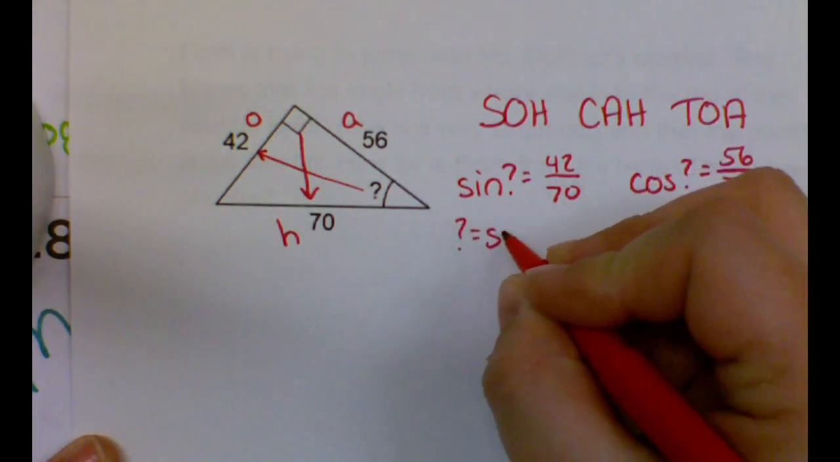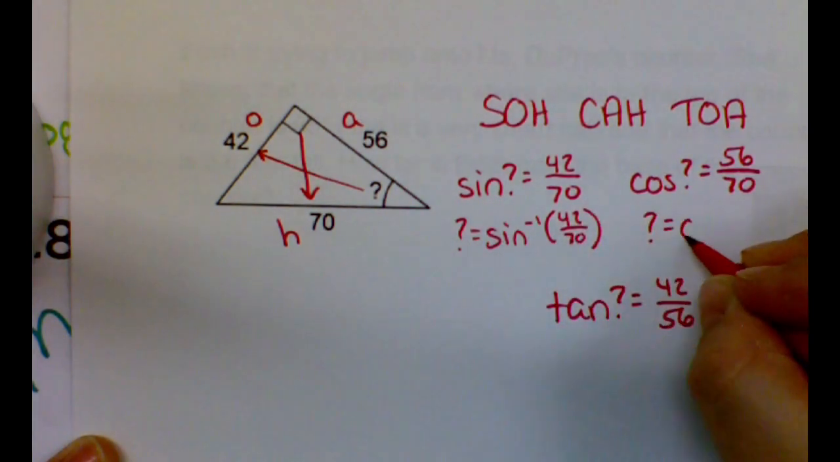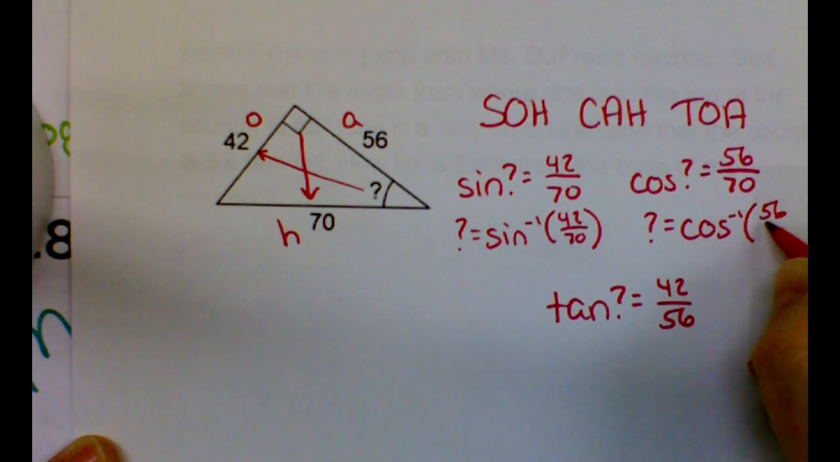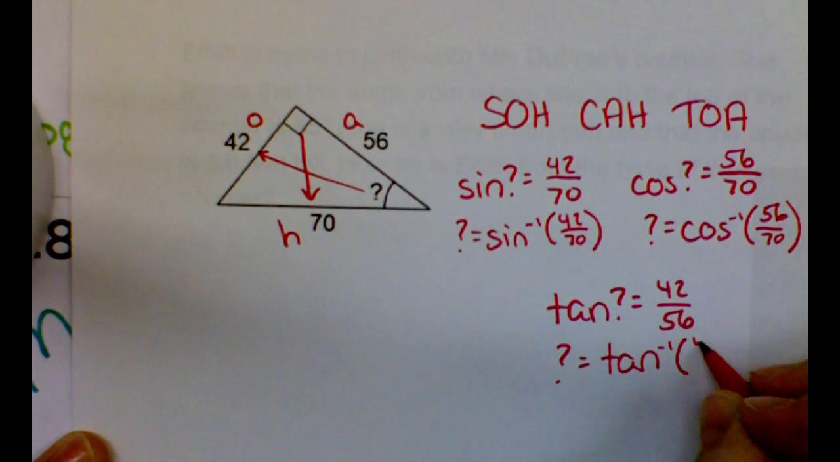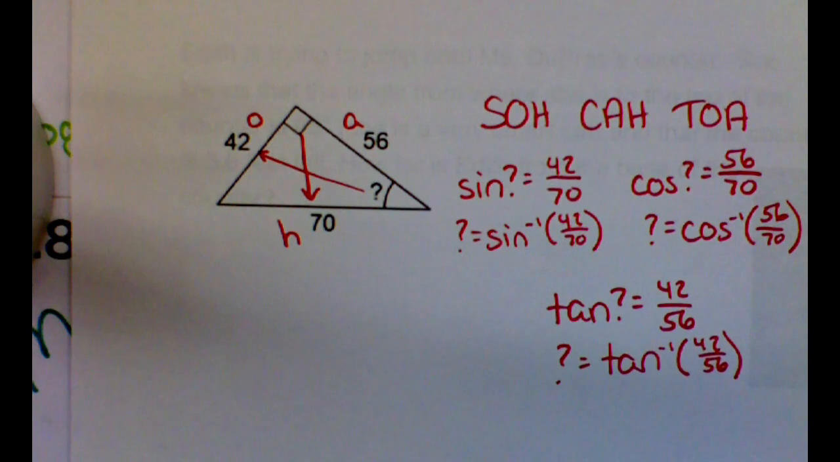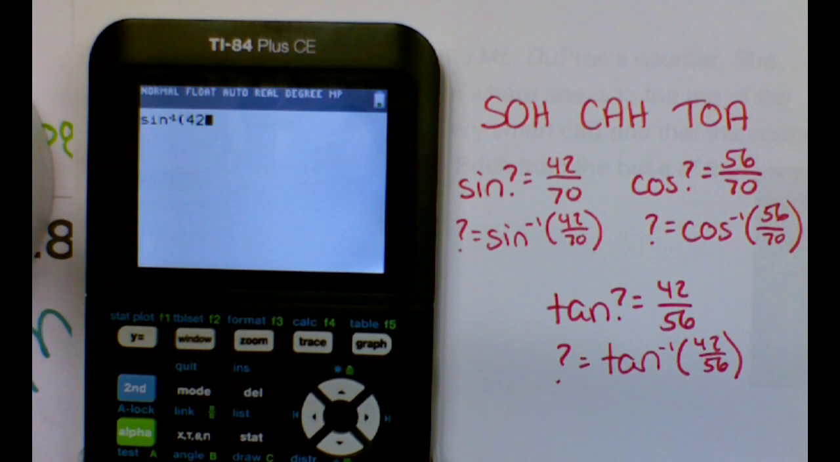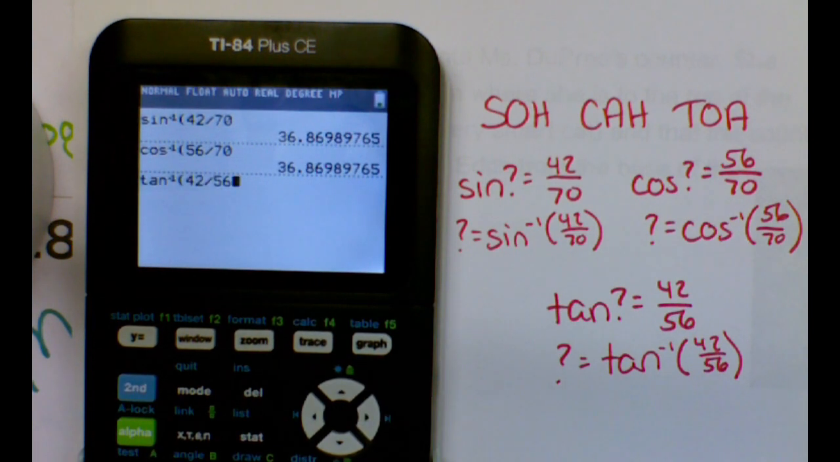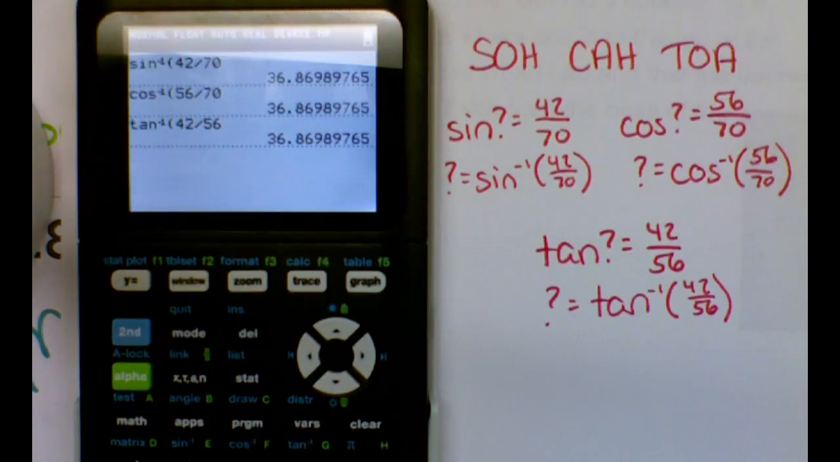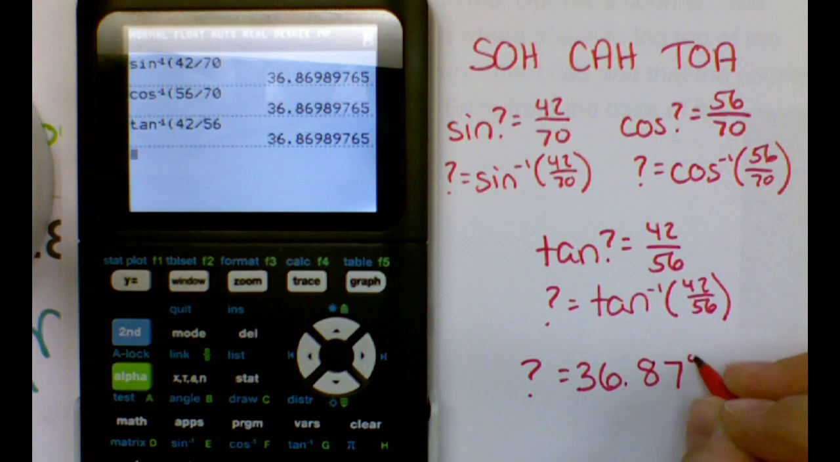So I could do the inverse sine of 42 over 70. I could do the inverse cosine of 56 over 70, or I could do the inverse tangent of 42 over 56. I'll just show you that these do all give you the same answer. So inverse sine of 42 over 70, inverse cosine of 56 over 70, inverse tangent of 42 over 56. All of them tell me the same thing. My question mark is 36.87 degrees.